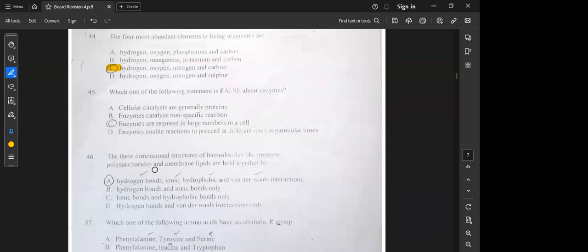Number 45, anyone else with a different opinion? What about the one for catalyzing non-specific reactions? Because I thought enzymes are very specific for the kind of reactions they catalyze. Specific reactions, right? So we have between B and C. Enzymes catalyze non-specific reactions, or enzymes are required in large numbers. Let's choose the best answer. What is the best answer now?